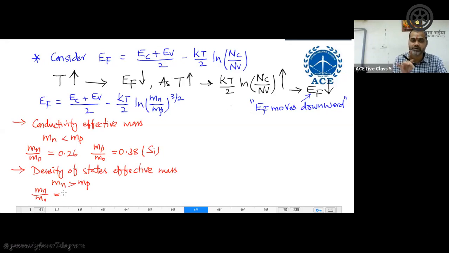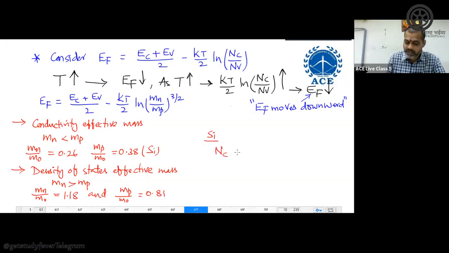effective mass with respect to density of states, Mn is greater than Mp. With respect to conductivity, if you take, Mn is less than Mp. That is my intention. Okay, for different materials these are going to be different. So this will give 1.18, and Mp by M naught, I think it is 0.81.